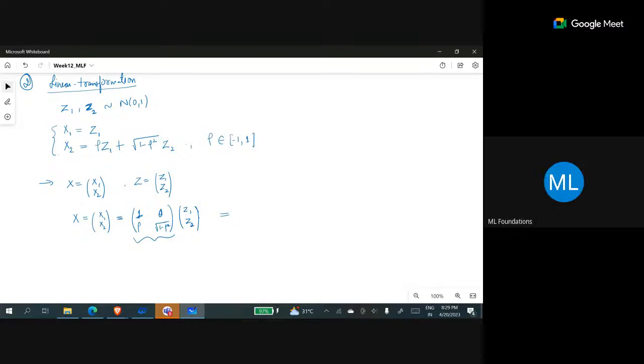No, you are now transforming this z1 z2 to x1 x2, right? That is only what the Jacobian matrix does, no? Yeah. Ma'am, you are just writing the system of equations, na? X1 is... This is just a system of equations.